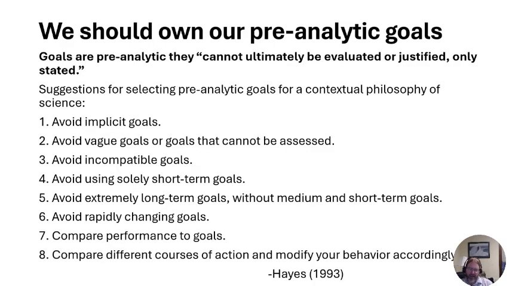And Steve Hayes argues that really for all of us, but particularly for contextualists, where we have goals that might be varied by community or by focus area or by different individuals, since the goals aren't given to us by the universe, we have to choose them. And so he argues that we should own our own pre-analytic goals. So those are the goals that we choose before we start getting into the business of evaluating how are we doing and are we achieving it. We have to just state, this is what I'm after, and then we can start using the pragmatic approach to see if we're getting closer to that stated goal or not.